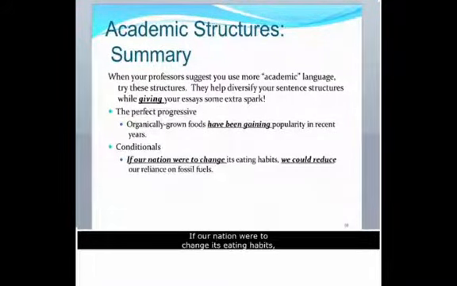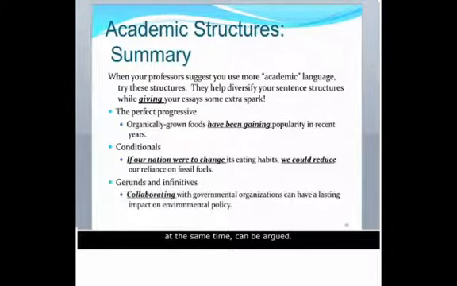That could be a very good thesis statement. It has an opinion and something that could be proven at the same time. Can be argued. Then you have the gerunds and infinitives. This one is with a gerund: collaborating with governmental organizations can have a lasting impact on environmental policy. Now think about how those could be used in your own writing, especially if you are working on persuasive essays. All of these can be used to help improve the quality and the academic nature of your writing. Good luck. I hope it goes well.